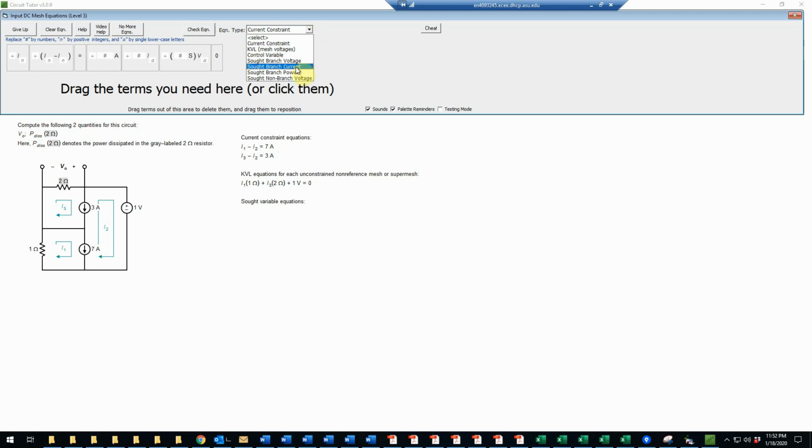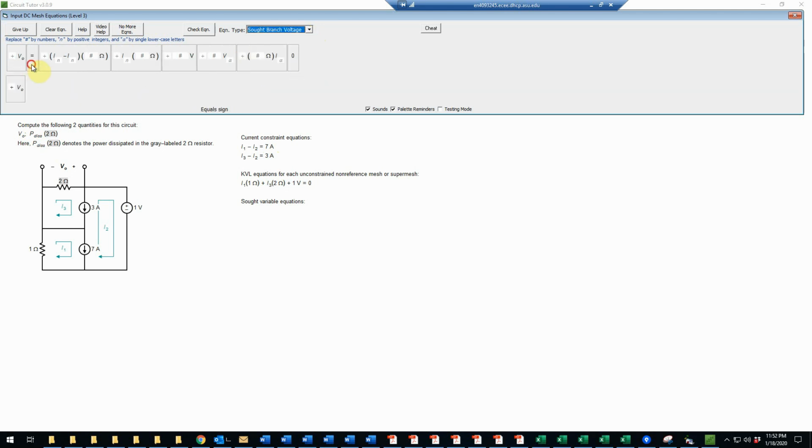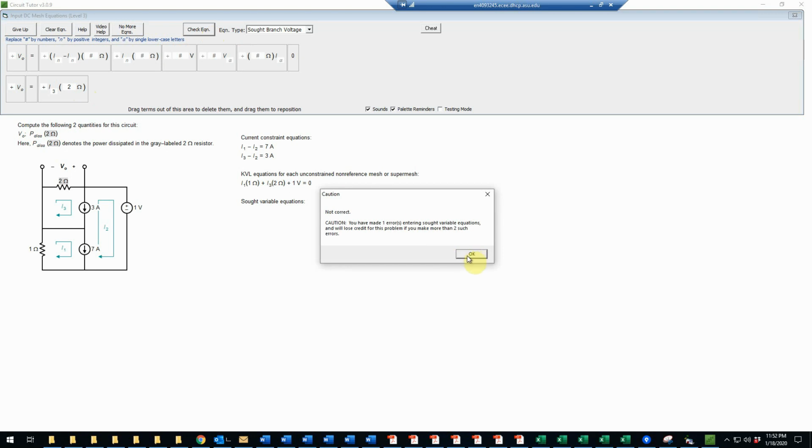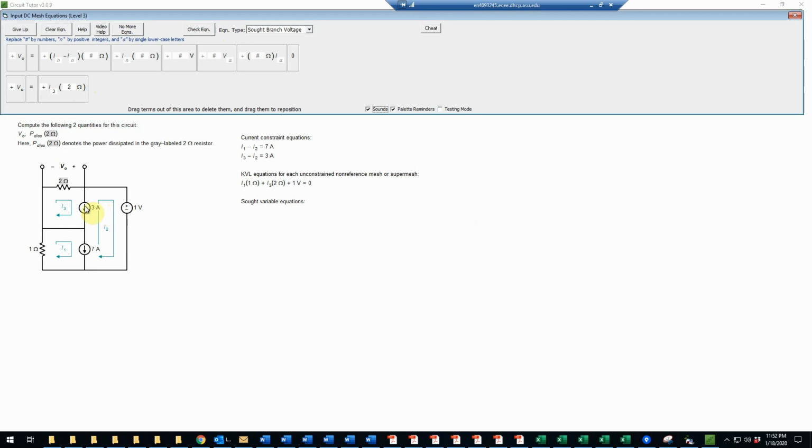And now we need a sought variable equation, first for the branch voltage V0. So we will choose sought branch voltage. And we have V0 equal to, and now we see that there's only one mesh current flowing through the 2 ohm resistor, so we will need just this type of term with one mesh current. So we put I3, and then the value of the resistor is 2 ohms, and we'll check that. And okay, I did that too soon because I forgot to check the sign convention. So let's look at that more carefully. We see that I3 is flowing clockwise and going into the negative side of V0, and therefore that is the active sign convention. So our Ohm's law here should have a negative sign. So we see that we need a negative sign there, and now we'll check that, and that will now be correct.